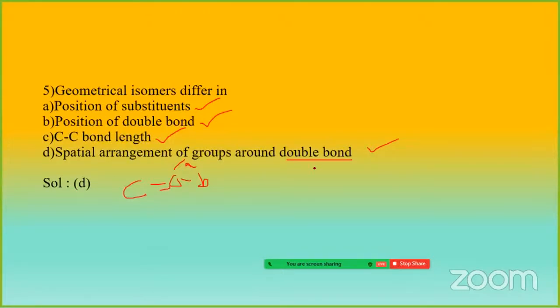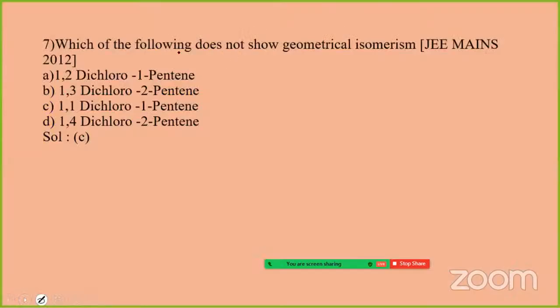So next, let us see the next question. Which of the following does not show geometrical isomerism? This question was given in JEE Mains 2012. It is an important question. I told you just now, if a compound has all 4 different groups, then it cannot show the geometrical isomerism. So let us solve all these examples one by one.